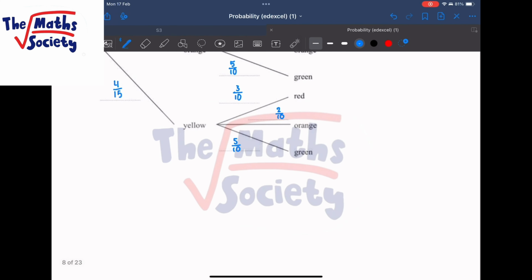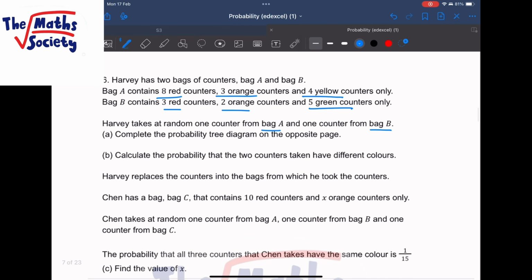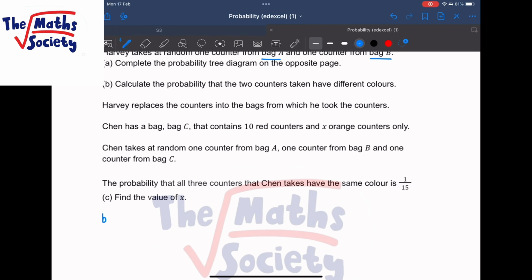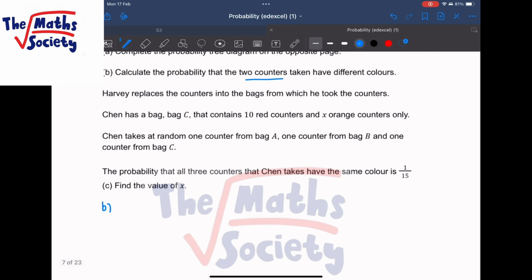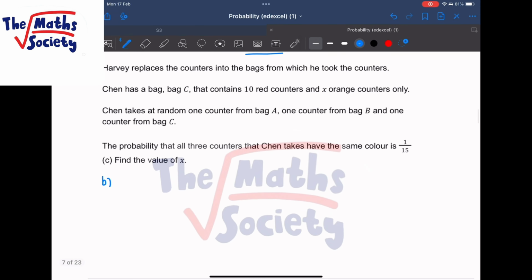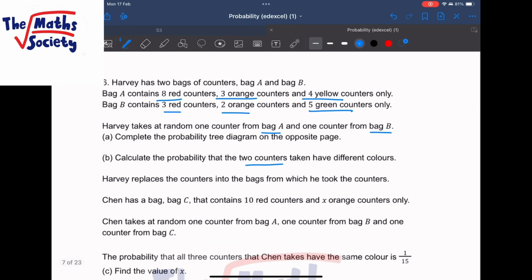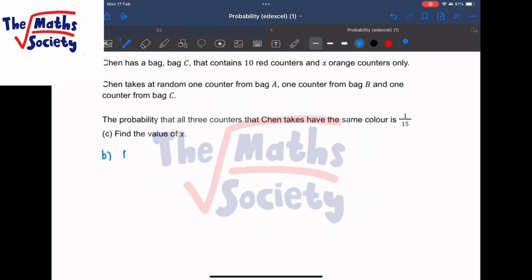Okay, so now we're done with A. B says to calculate the probability the 2 counters have different colors. Harvey replaced the counter in the bag. Also, that's C. So B says that when he takes different colors, we have to write down the color combinations that can be possible. We have 3 colors: red, orange, yellow. So it can be red orange, red green, or orange red, orange green, or yellow red, or yellow green.